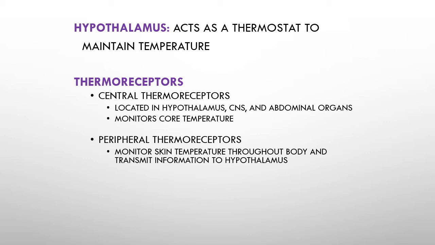In controlling body temperature, the hypothalamus is our thermostat. If you think about the body as being kind of a big HVAC unit in a sense, the hypothalamus is the thermostat itself. This is where we're going to control the body's set point. And that set point is going to be constantly monitored by thermoreceptors.